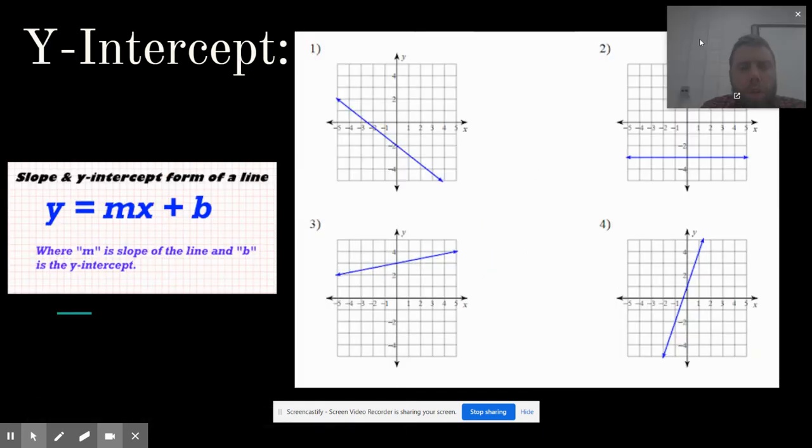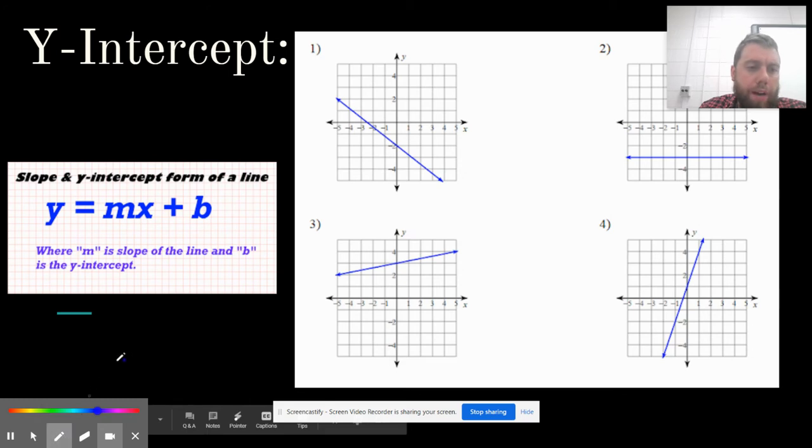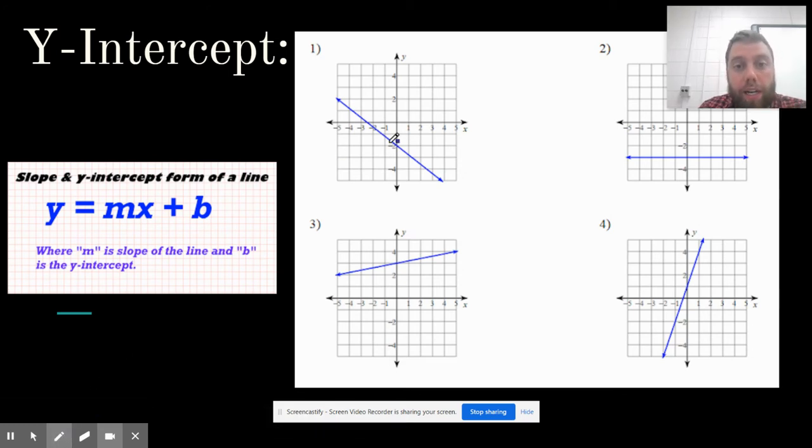So, looking at these graphs right here, we should be able to visualize the y-intercept. This y-intercept right here is the point where the x value is 0, and for the y value, it's -2. This one here, the y-intercept, is going to be 0 again for the x value and -3 for the y because it crosses the y-axis at -3.